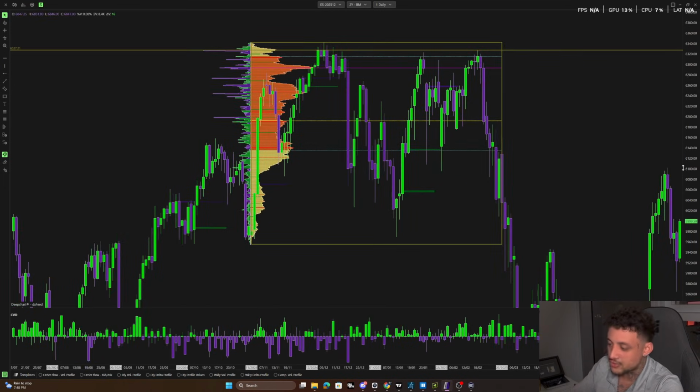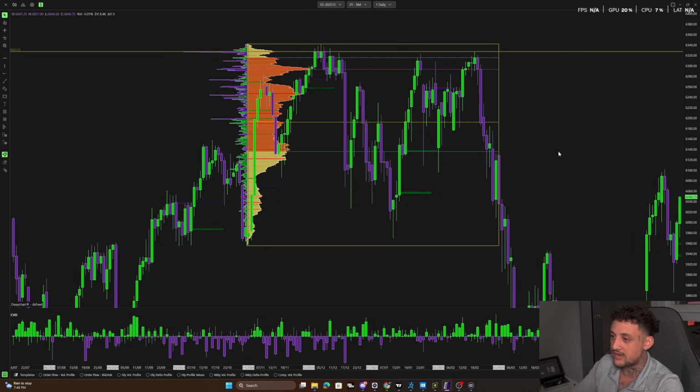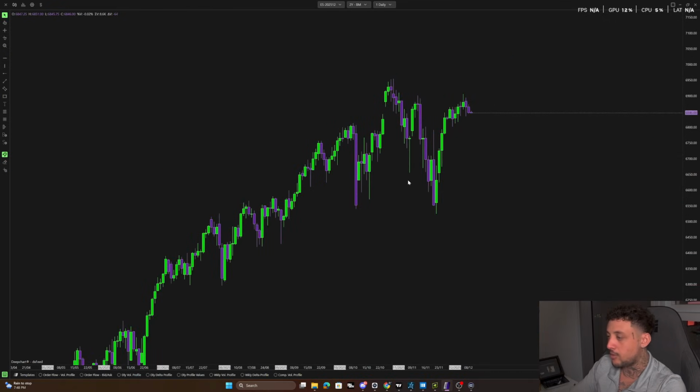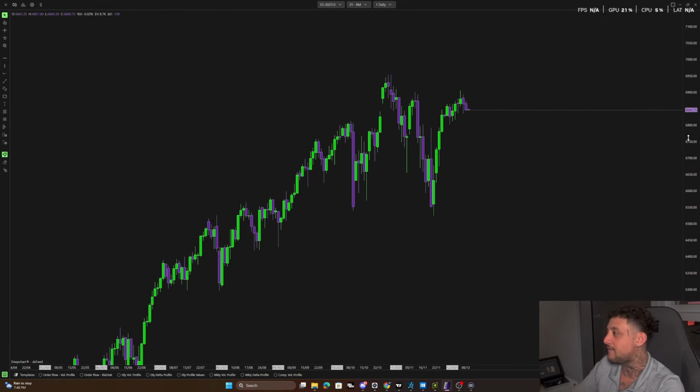It is not to look for entries based off of the volume profile on a fixed range on the daily time frame. It's to understand where we're trading and if we should see continuations in the direction that we're seeing or if we should see reversals. So this is going to be the current price action with the S&P 500.